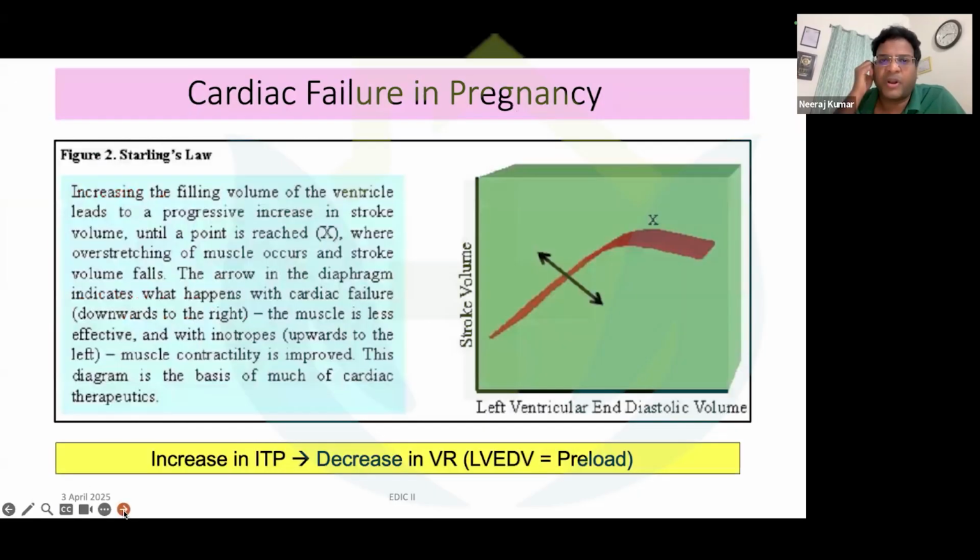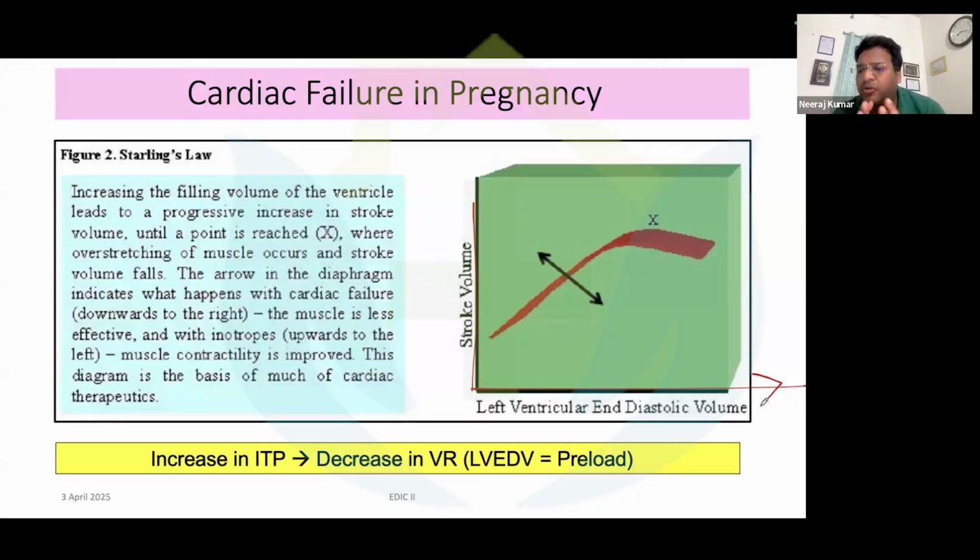Now, this is again an important point: why does cardiac failure occur in pregnancy? What basically happens inside your pregnant patients if you follow this Starling law? Here the y-axis is stroke volume, and the x-axis is your left ventricular end-diastolic volume. Because of the increase in intrathoracic pressure, the venous return will be affected, and if the venous return is affected, it is going to affect your preload. How is it going to affect your preload? By compromising the left ventricular diastolic volume.